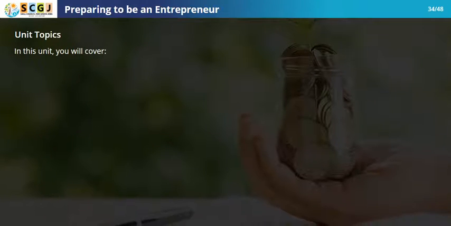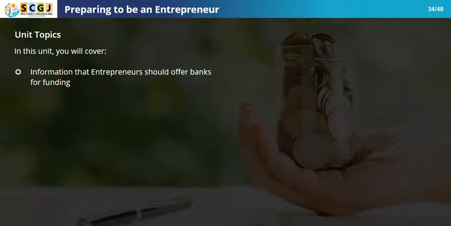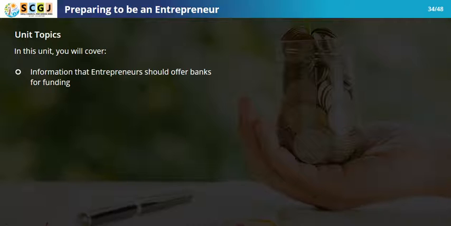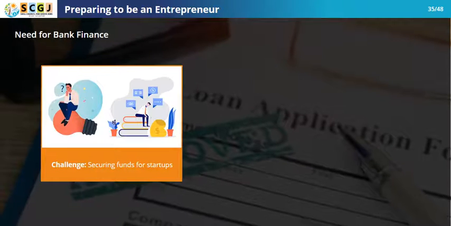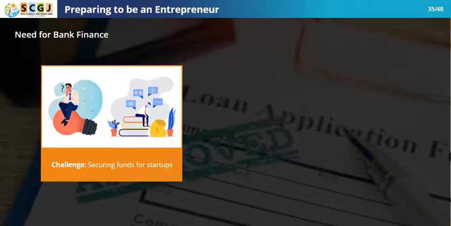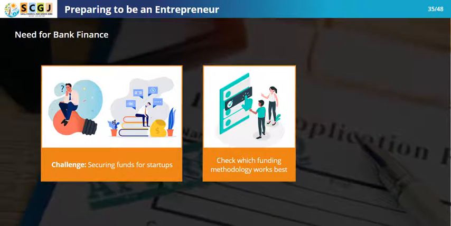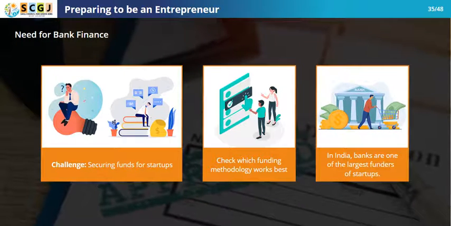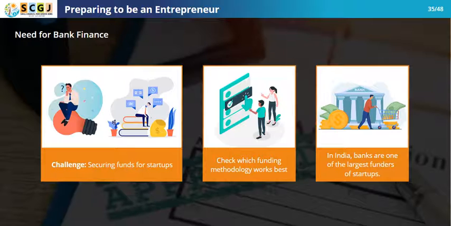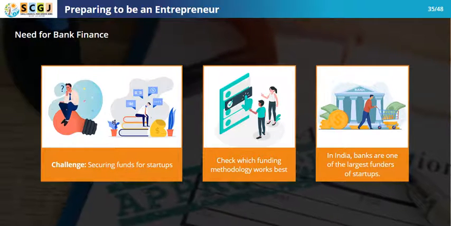In this unit, you will cover need for bank finance, information that entrepreneurs should offer banks for funding, lending criteria of banks. For entrepreneurs, securing funds for startups is a challenge. From the options available, entrepreneurs should check which funding methodology works best for them. In India, banks are one of the largest funders of startups, offering funding to thousands of startups every year.